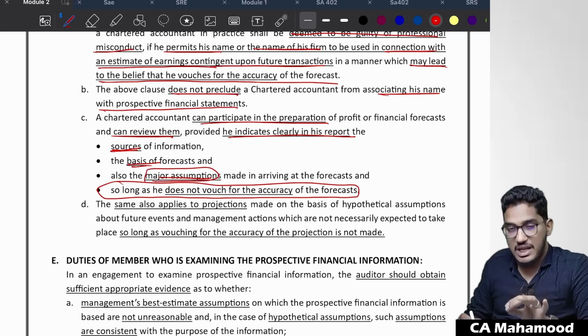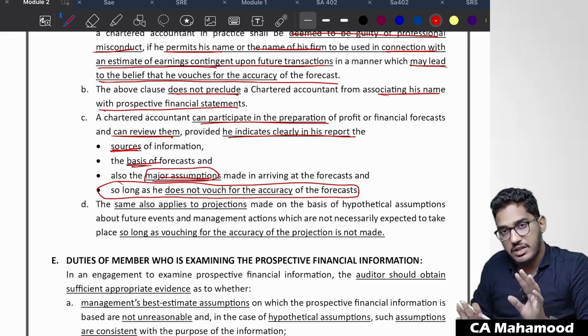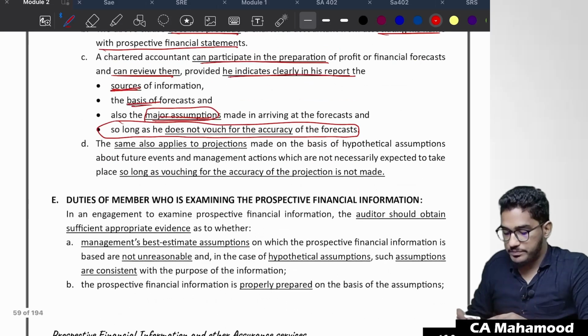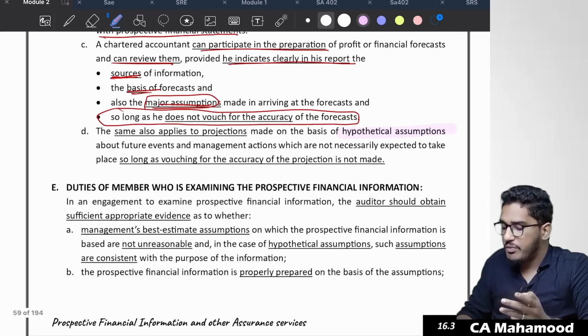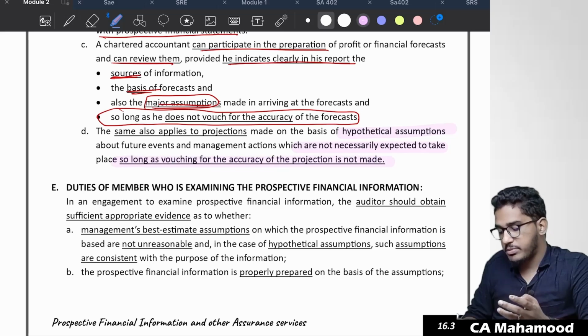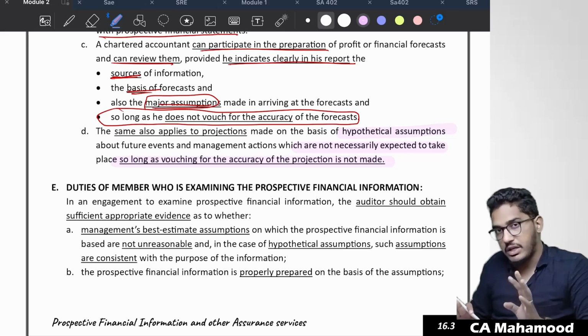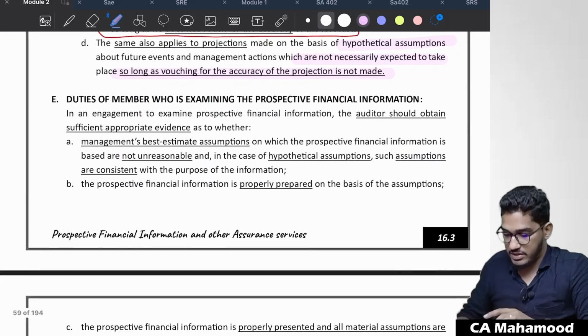If you are just telling that, you are not giving any guarantee for the achievability of the results, you can continue to accept such engagements. Professional ethics is not going to stop you. The same also applies to projections made on the basis of hypothetical assumptions about future events and management actions, which are not necessarily expected to take place, so long as vouching for the accuracy of the projection is not made. So long as you are not giving a guarantee for that achievability, you can continue to associate your name with the future financial information. There is no such restriction.